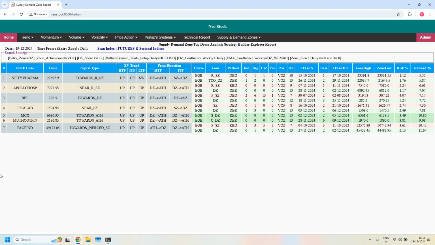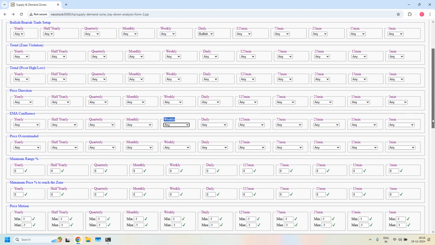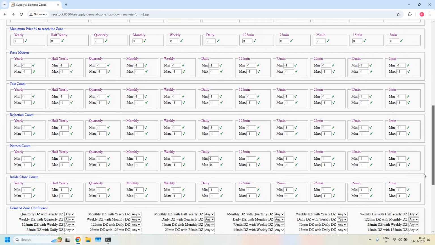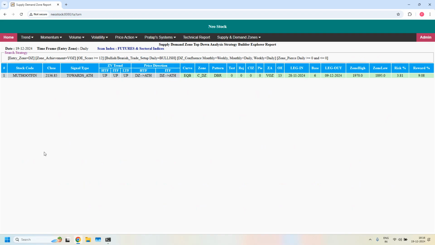Next, we will look for LTF, ITF and HTF demand zone confluence. I am removing this EMA filter. In the demand zone confluence, I need to add 2 more additional filters, that is a daily with monthly demand zone confluence, weekly with monthly demand zone confluence. With these 3 filters, we got 1 stock.